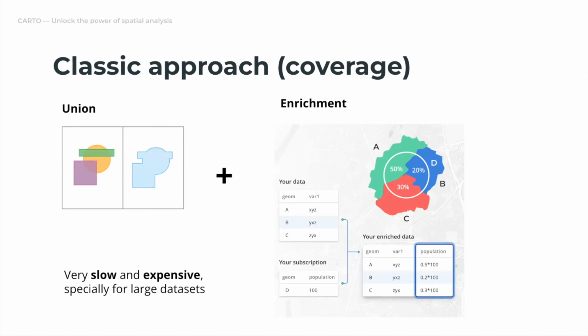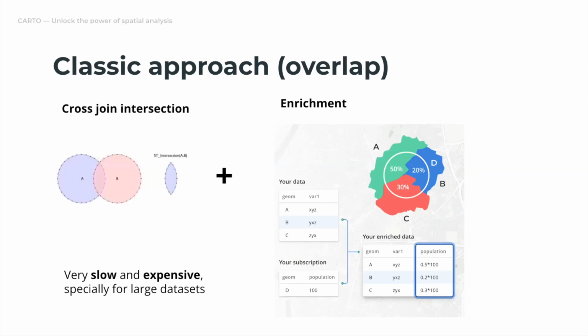And then the next thing is to run an enrichment process to get the data from the population. You need to do the intersection of geometry, you need to do interpolation based on area, and then you run the actual coverage that you have. For overlap, you need to do a cross-join intersection between all the polygons that you have. And then once you have the cross intersection, you also need to run the enrichment. So that is quite expensive. We have done projects with this classic approach.